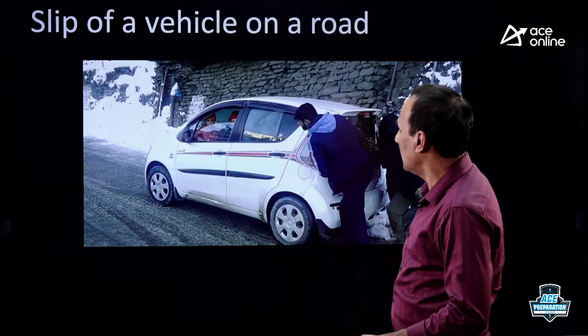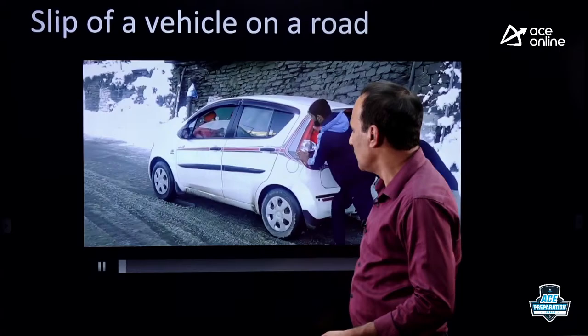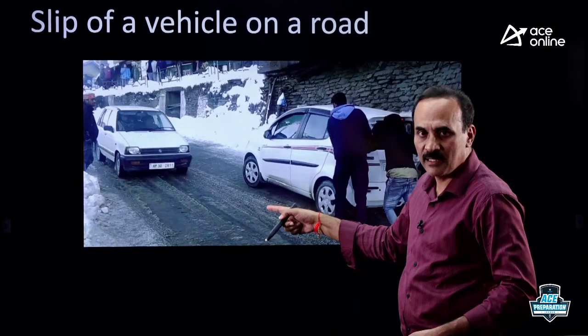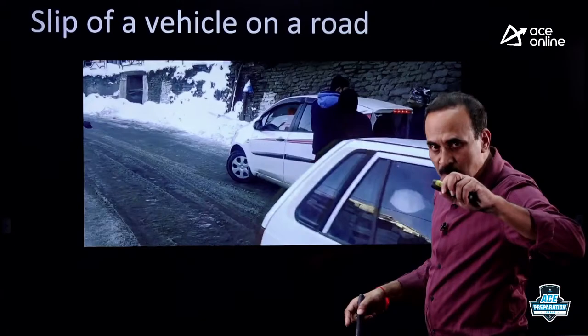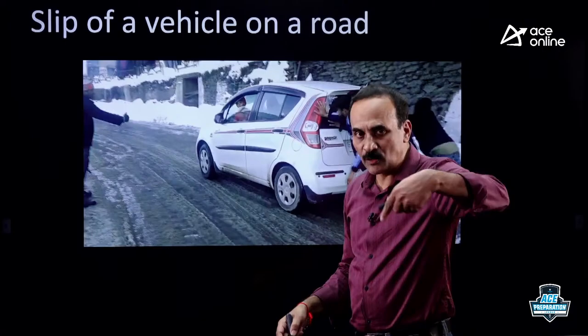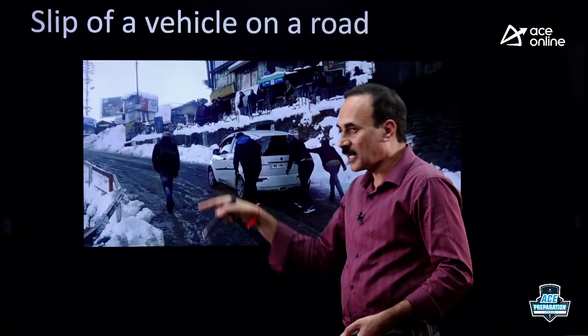And sometimes a vehicle slips. What is actually slip? You see, the tire is rotating but the vehicle is not moving. That is called slip. Again, the same condition, loose condition of the soil and wet condition of the soil. Even though the driver is pressing the accelerator, the tire rotates, but it won't move. You see, the people are forcing it to move. This is called slip. Slip means the circumferential rotation of the tire is more than the linear motion of the vehicle.